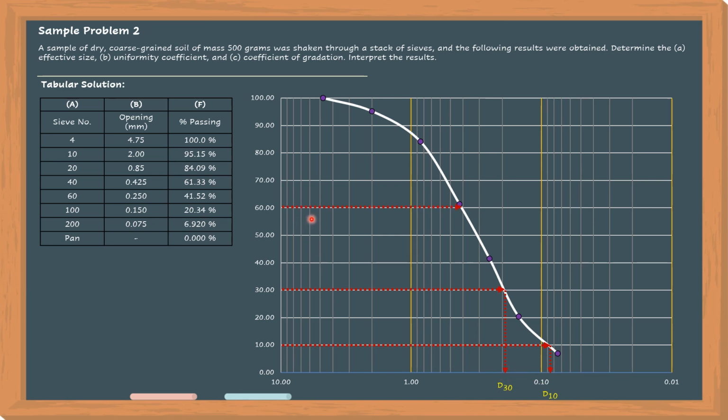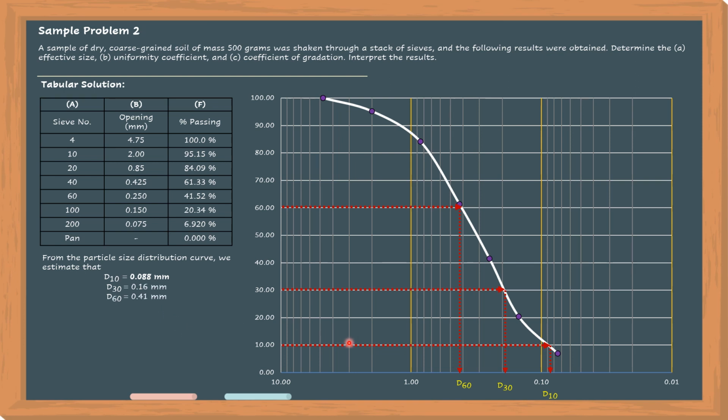Okay, tapos lastly yung D60 or yung particle size diameter corresponding to 60% finer. Yan siya. And then basahin natin yung diameter. So nasa ano siya, 0.2, 0.3, 0.4, 0.5, in between 0.4 and 0.5. Okay? So the exact values are the following. So ang D10 is 0.088, D30 is 0.16, and D60 is 0.41.